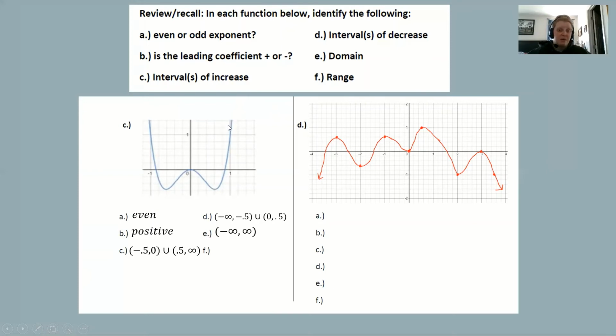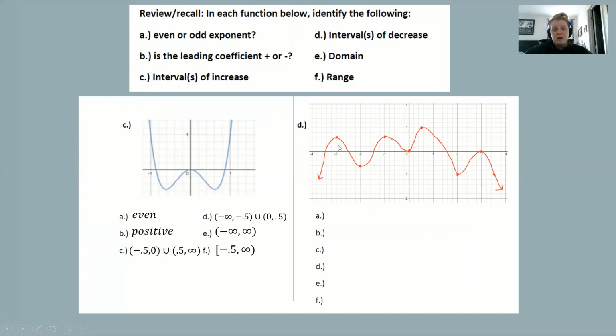There's arrows pointing up here, but there is a lowest point on this graph. It looks like it's about negative 0.5, very close to it. That looks like the lowest point on the graph. And remember, when we do range, we use y values because we're talking about height. So the lowest point on the y-axis of this graph would be about negative 0.5. And it just goes up forever, so we just say to infinity.